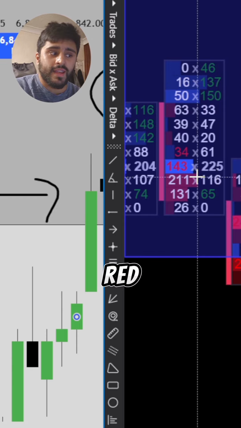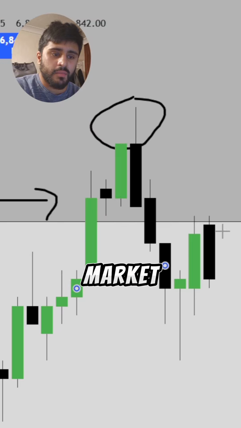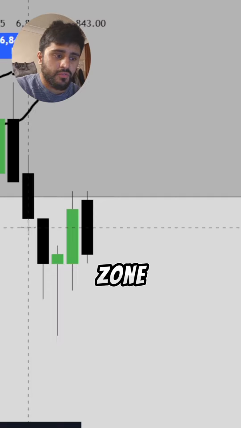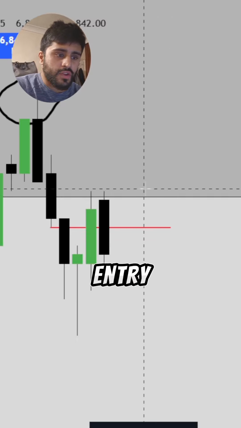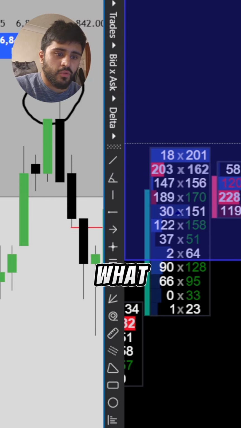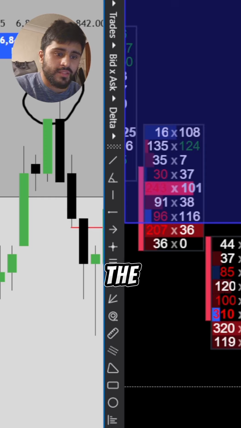This is a red candle, but what's interesting is that we had a lot of aggressive buyers and the market broke below the zone. I like to use the candle that breaks below the zone, so the bottom of that candle like this, right? So I look for an entry after two taps and failure of aggressive buyers, right? So what we saw was aggressive buyers, aggressive buyers, aggressive buyers, and we break to the downside, right?